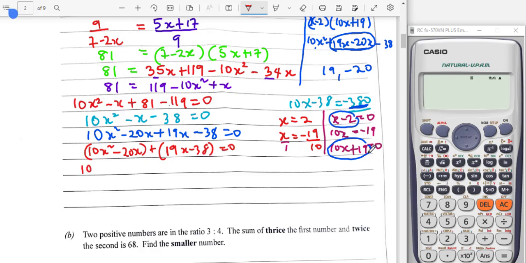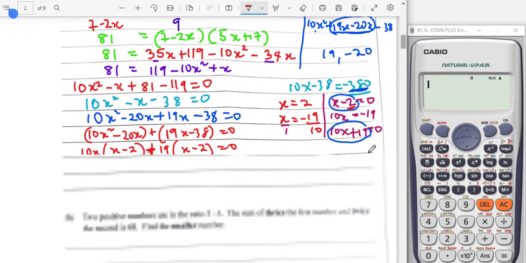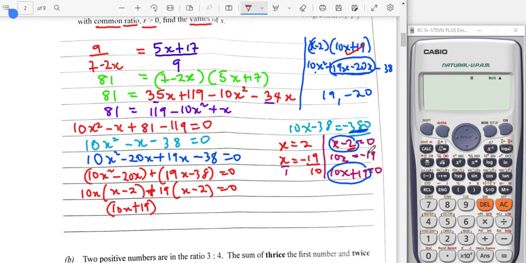I can factorize out 10x. So I'll be left with x minus 2. Of course, I saw x minus 2 somewhere here. Yeah, I should get this here. And then here too, what can I bring out here? I can bring out 19. So I can see x minus 2 also here equals 0. So I'm going to get 10x plus 19 as one factor. Of course, I talked about this. I said that I should get 10x plus 19 here as one of the factors just after using the calculator. So the next one will be x minus 2. And of course, I see x minus 2 here.